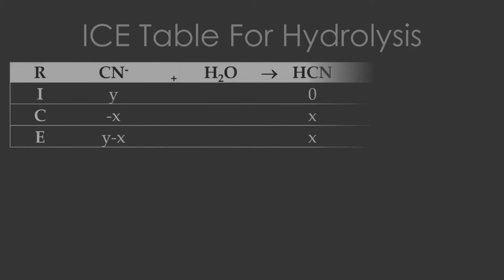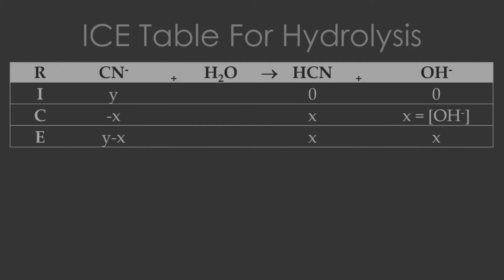Let's make an ice table. The ice table for the hydrolysis: the initial concentration of CN− is Y. This is the compound NaCN that has to be dissolved in water, 1.25 liters, to produce CN−. And we do not know the quantity. So Y is the unknown. We have to solve for Y.